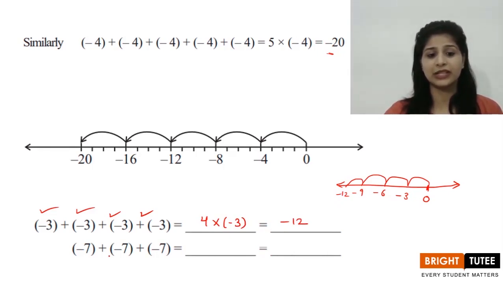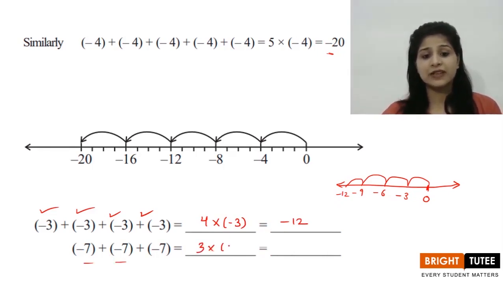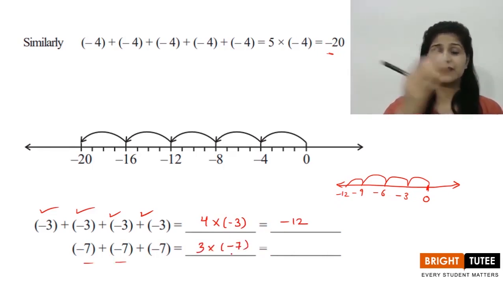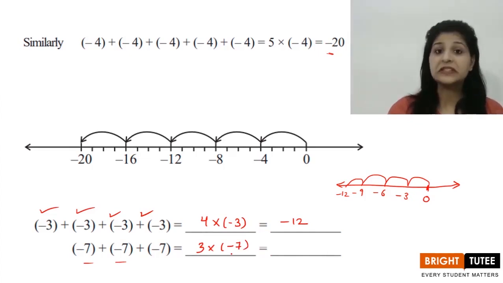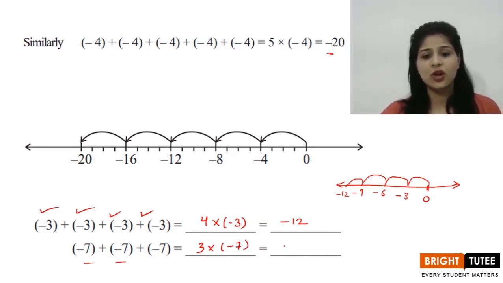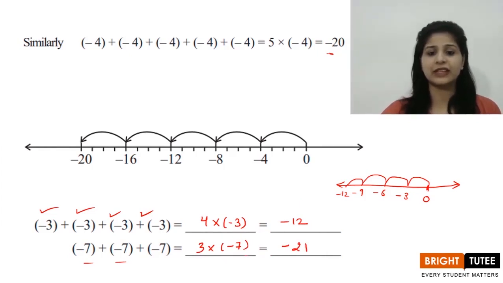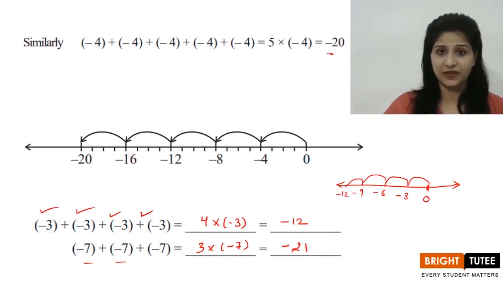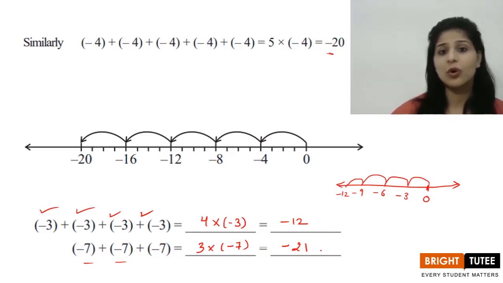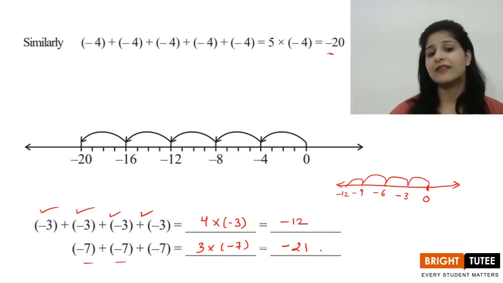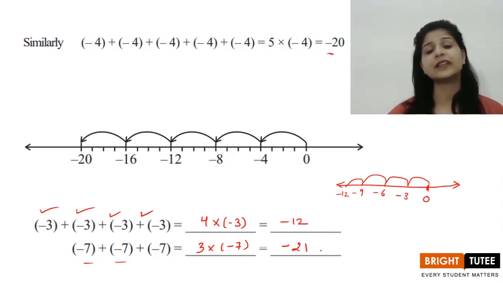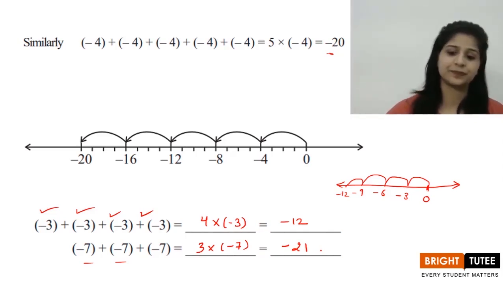Similarly, when we will be doing this, we are going 7 steps back. That means 7 steps towards the left 3 times. So we'll reach minus 21, and 3 into minus 7 is minus 21. Right? You understand this one? Okay. One more observation we can see here. When we multiply a positive and a negative integer, we are always getting the answer as a negative integer.